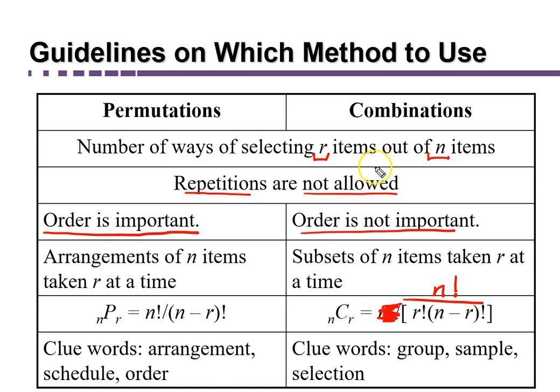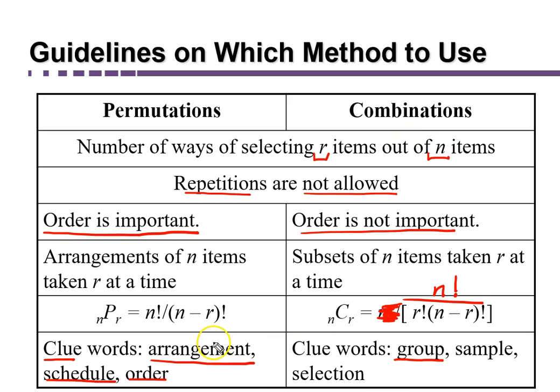Now, there are some clue words. What's a clue? Well, you have to decide which one you are going to use, permutations or combinations. Some clue words: arrangement. If something is arranged in a special way, that's a permutation. Some sort of schedule. Again, a schedule is arranged in a particular way. Order implies a particular way. These are permutations. A clue word for combinations would be just a group.